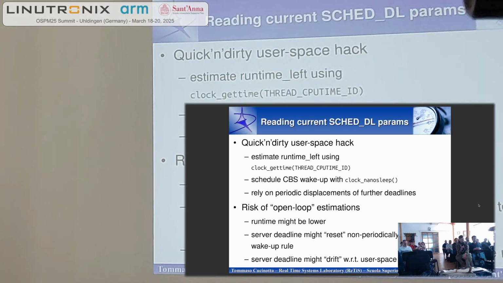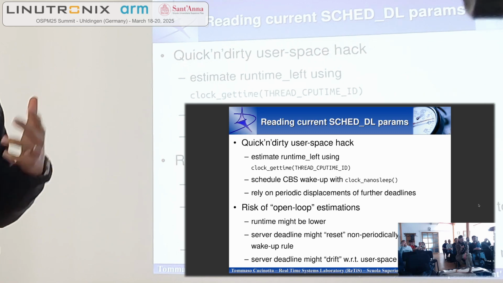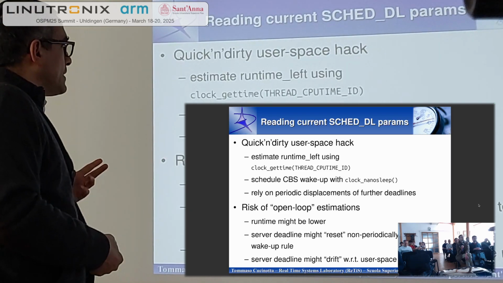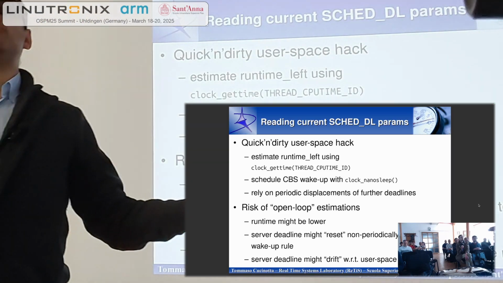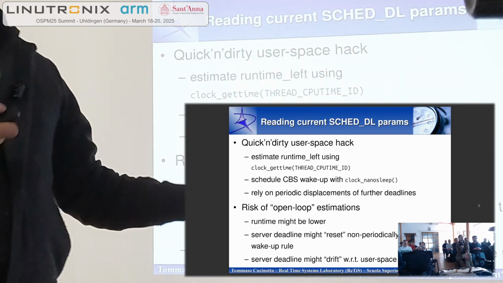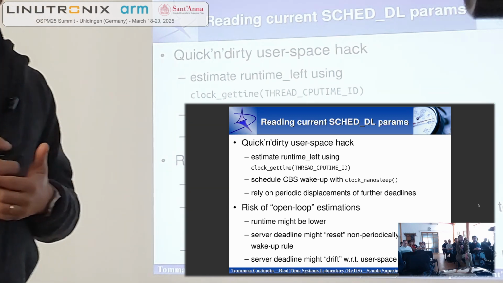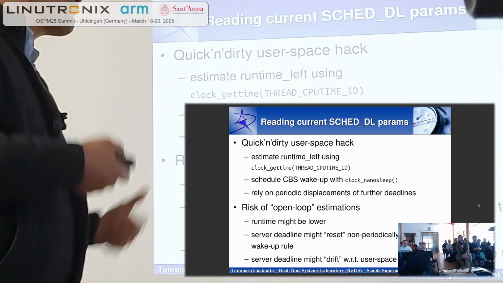However, there is the problem that we are basically doing two open loop estimations. One is the runtime, which might actually be lower than we think, but this is not really a big problem. A bigger problem is that the server deadline might reset non-periodically due to the CBS wake-up rule. If we don't have jobs in the queue to pull at some point, we spend some more time, then we have a reset when we wake up. And again, we don't know how we are synchronized with the server deadline.